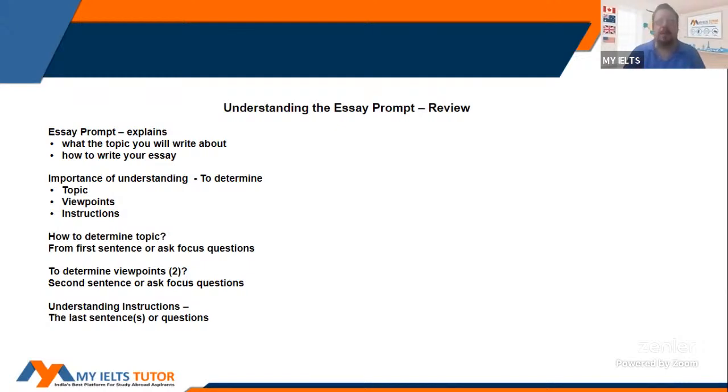And look for language, such as some people argue, some view, some believe. That's one way you can determine a viewpoint; those are your clues. And then understanding the instructions. Remember, those are the last sentence or sentences, or the questions that come at the end.